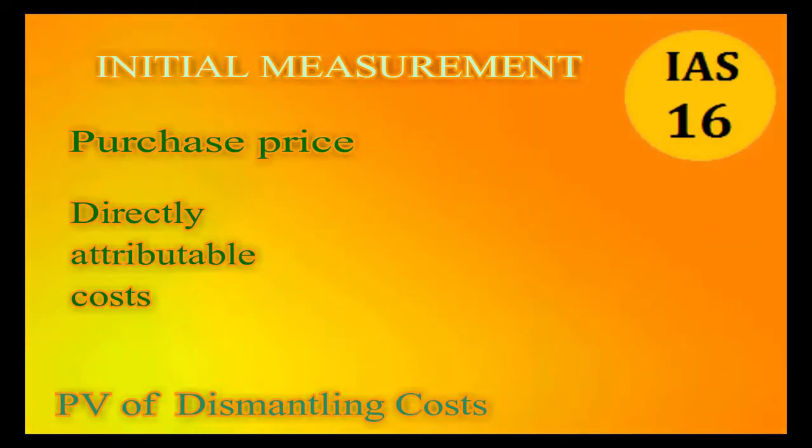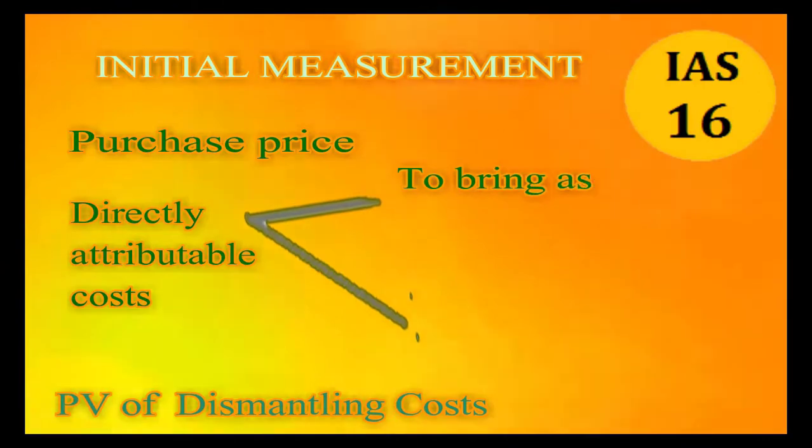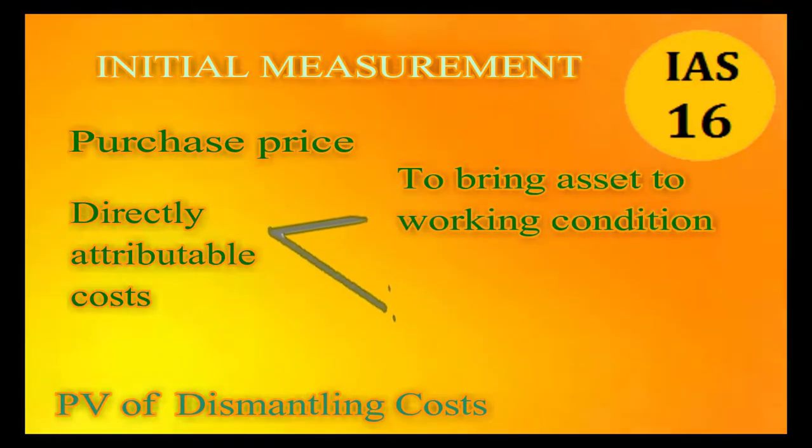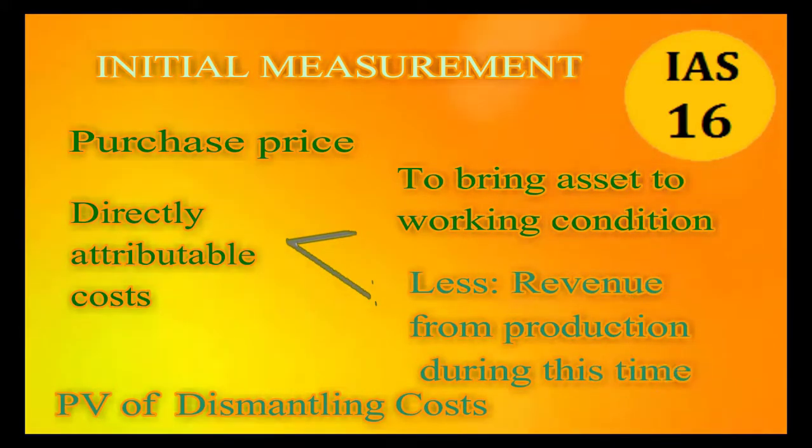The revised IAS-16 provides additional guidance on directly attributable costs included in the cost of an item of property, plant and equipment. These costs bring the asset to the location and working condition necessary for it to be capable of operating in the manner intended by management, including those costs to test whether the asset is functioning properly, which are determined after deducting the net proceeds from selling any items produced when bringing the asset to its location and condition.